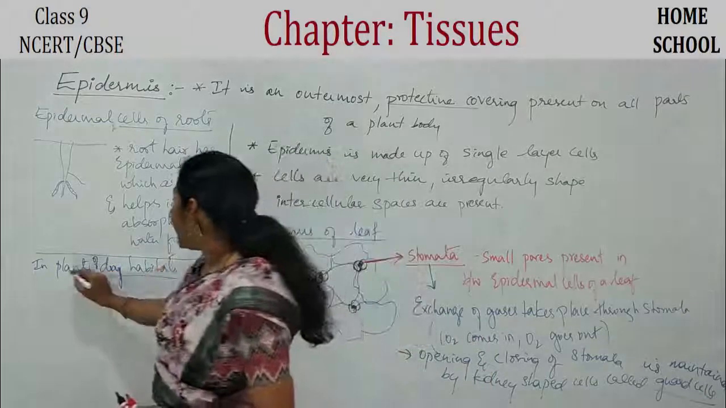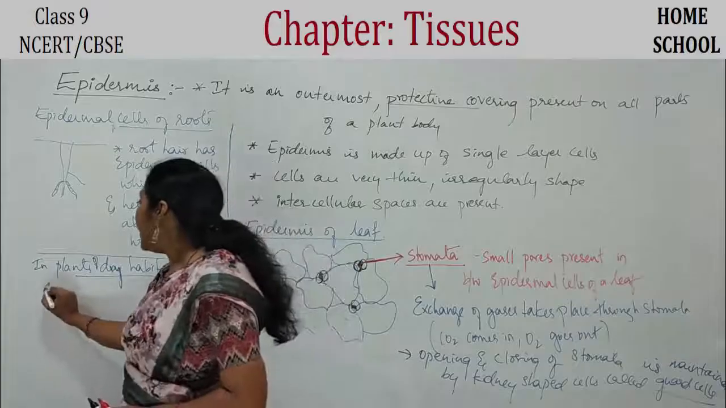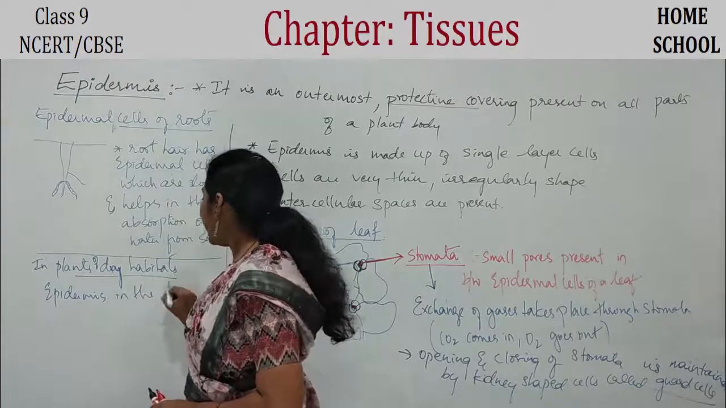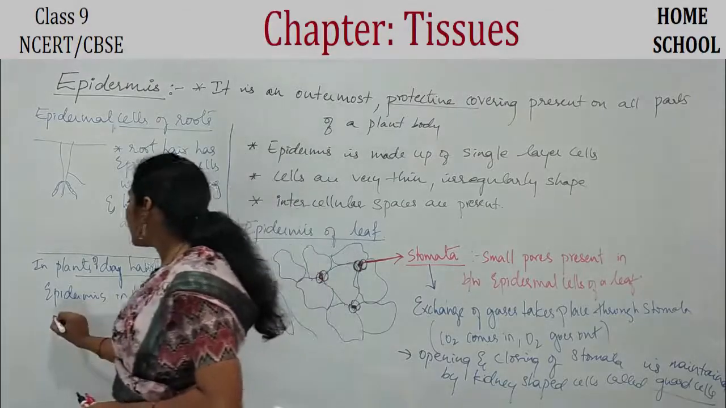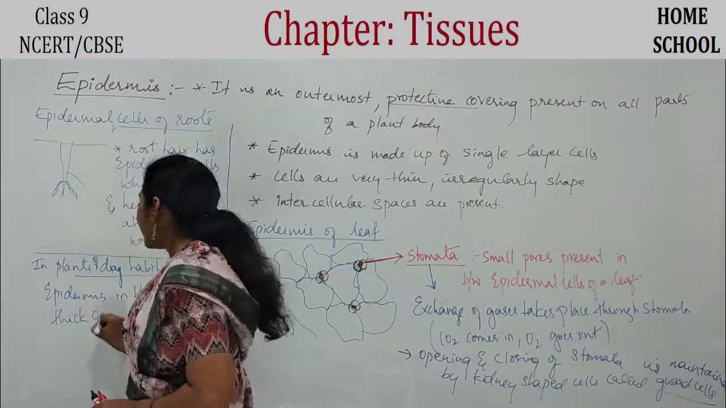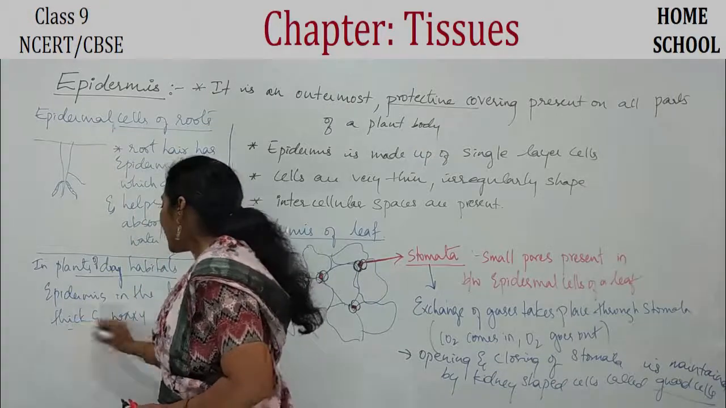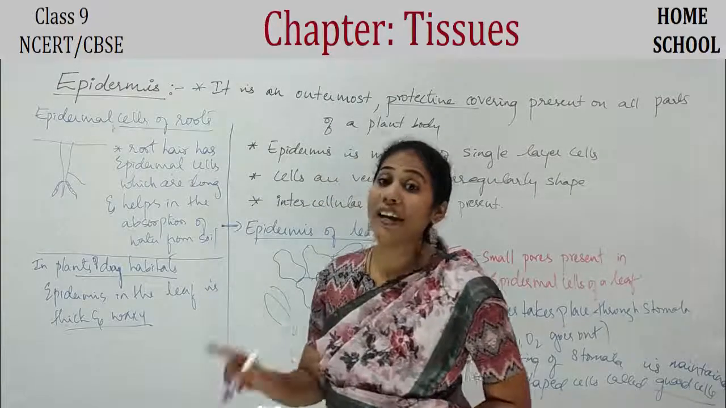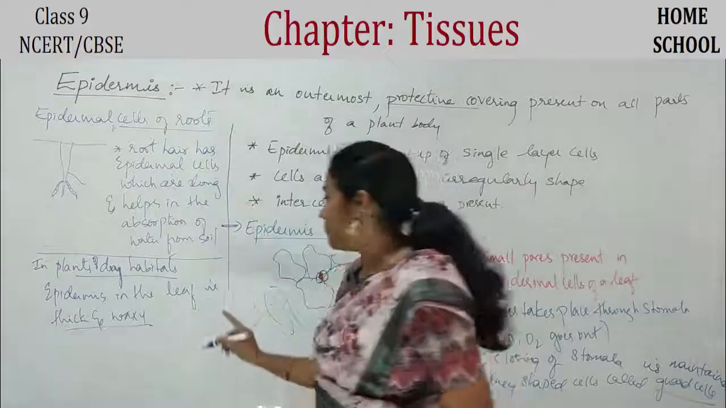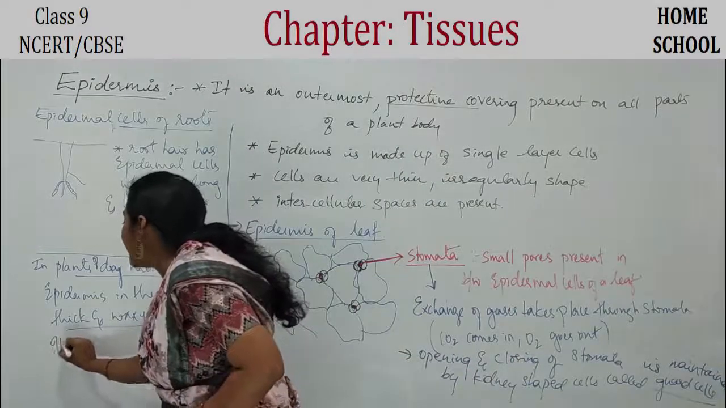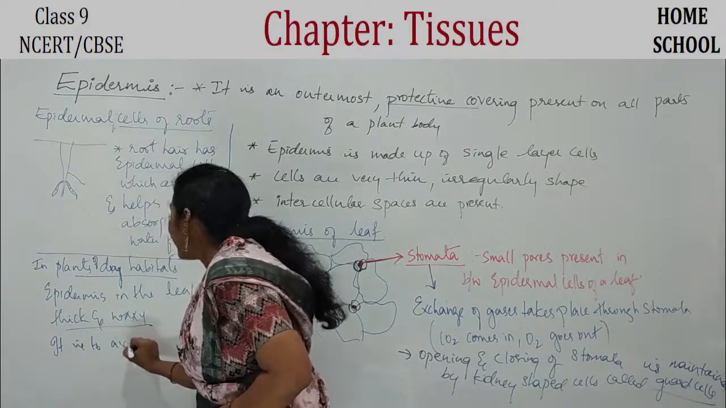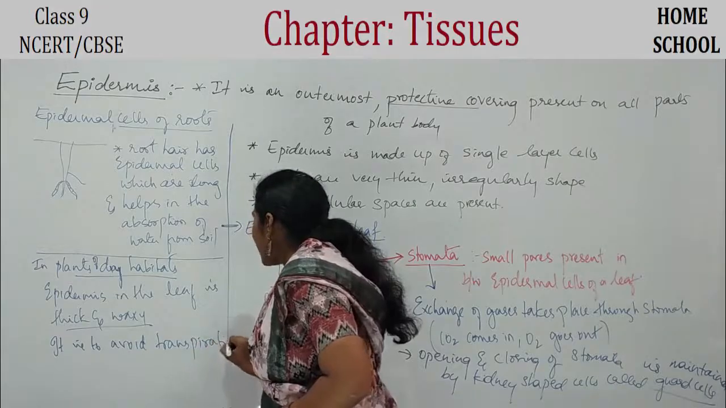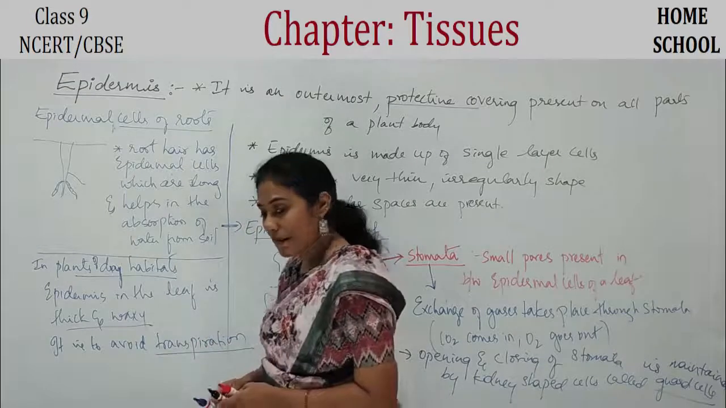Clear? Say in plants of dry habitat, epidermis in the leaf is thick and waxy. Okay, so why is the epidermis very much thick and waxy here? It is to avoid the escape of water from the leaf. Okay, it is to avoid transpiration. A new word for you. Transpiration. What do you mean by transpiration, guys?